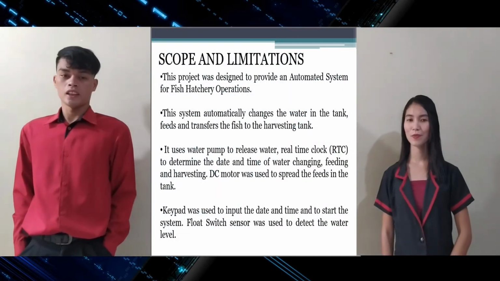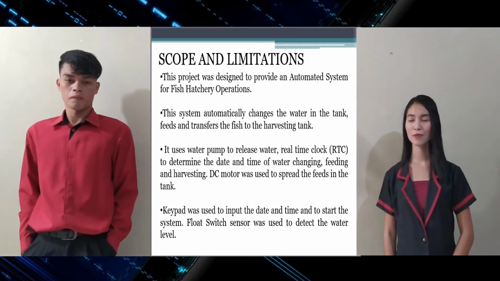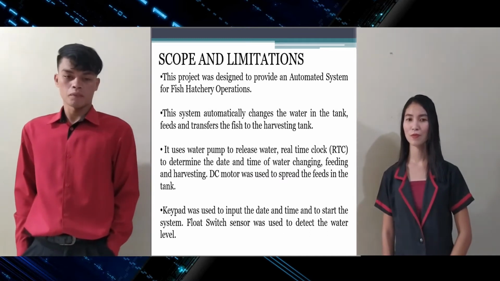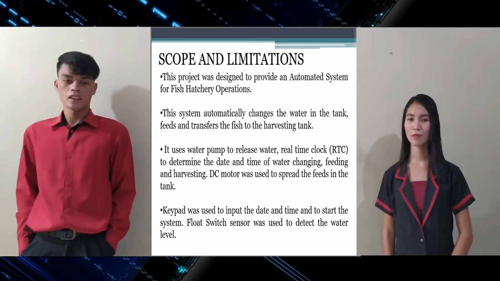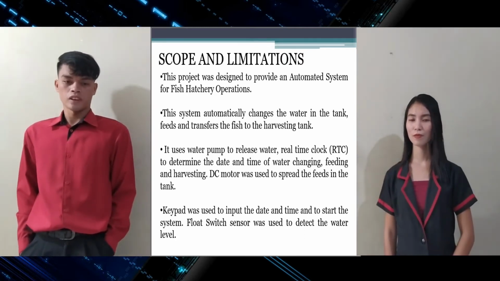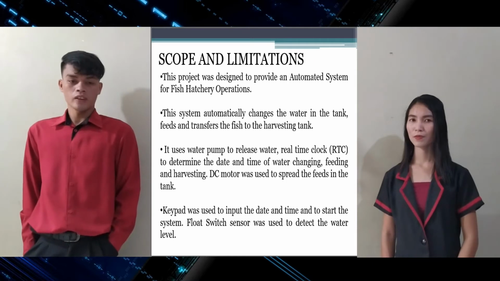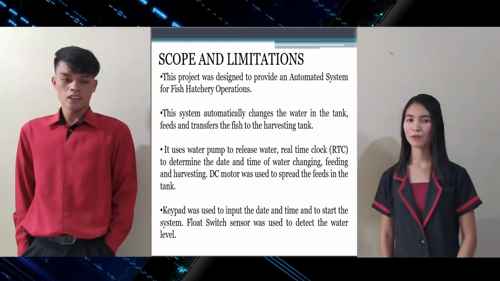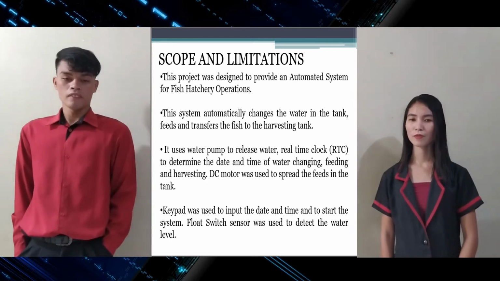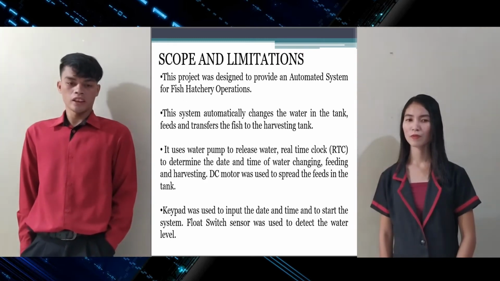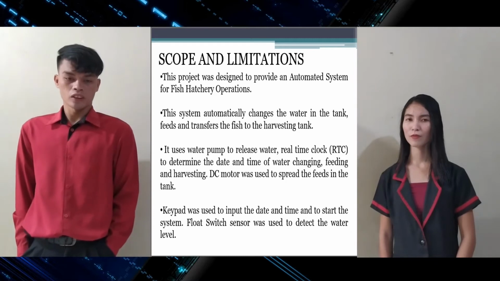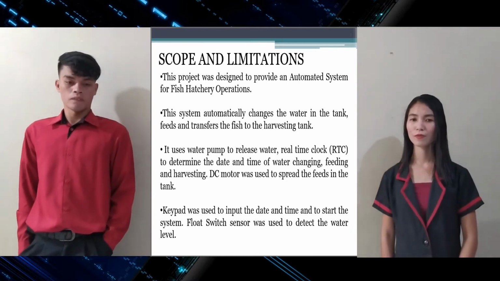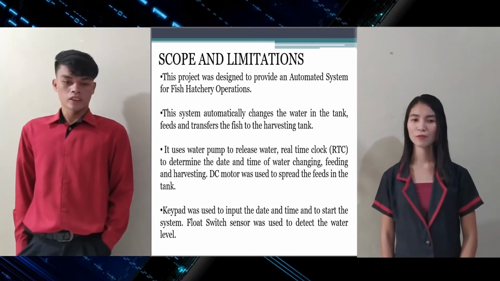Scope and limitations. This project was designed to provide an automated system for fish hatchery operations. This system automatically changes the water in the tank, feeds, and transfers the fish to the harvesting tank. It uses water pump to release water, real-time clock or RTC, to determine the date and time of the water changing. Feeding and harvesting DC motor was used to spread the feeds in the tank. Keypad was used to input the date and time and to start the system.